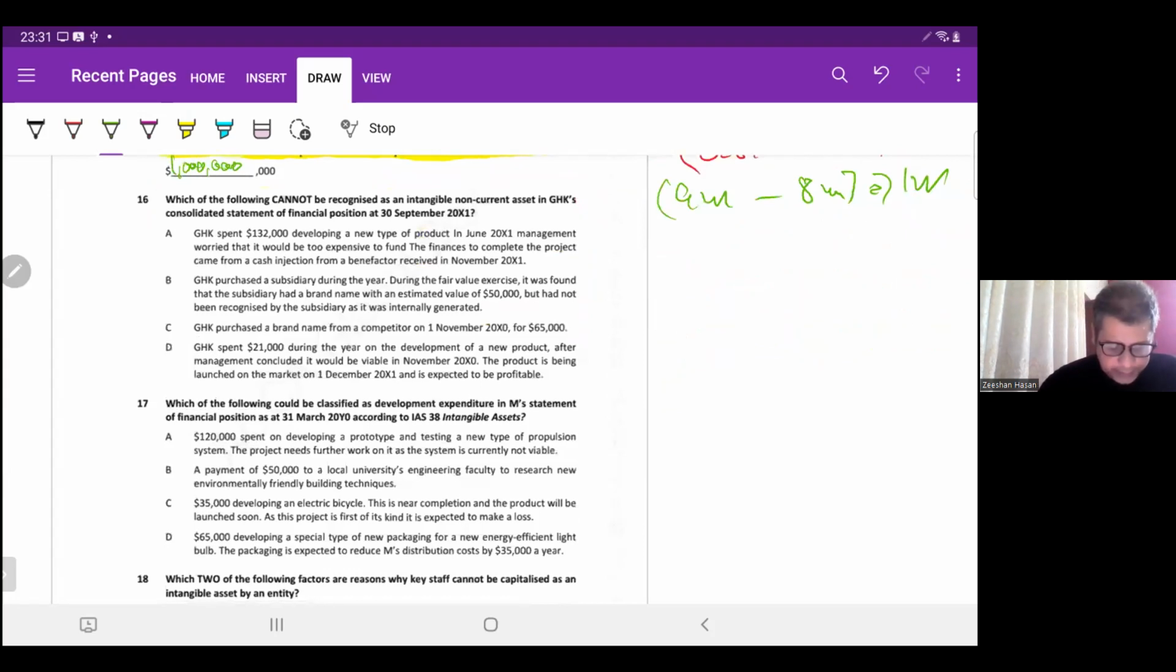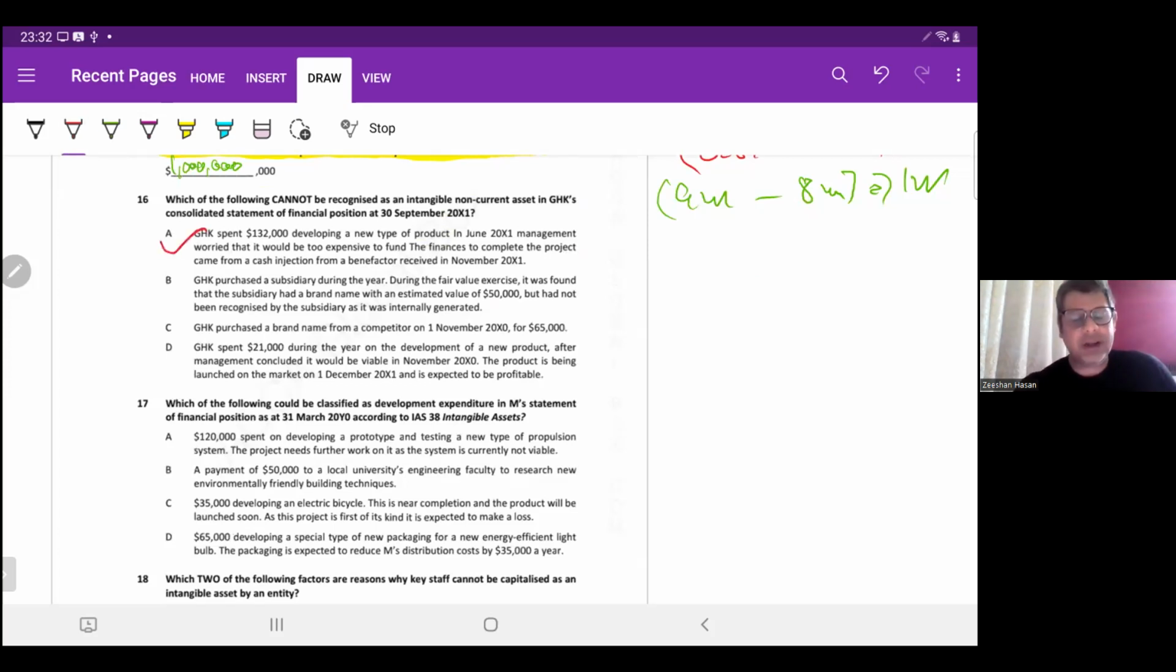Next question. Which of the following cannot be recognized as an intangible non-current asset in GHK's consolidated statement of financial position as of 30th September X1? Okay. So GHK spent 132,000 developing a new type of product in June X1. Management worried that it would be too expensive to fund the finance to complete the project. Finance came from a cash injection from a benefactor received in November X1. And here A is the answer.